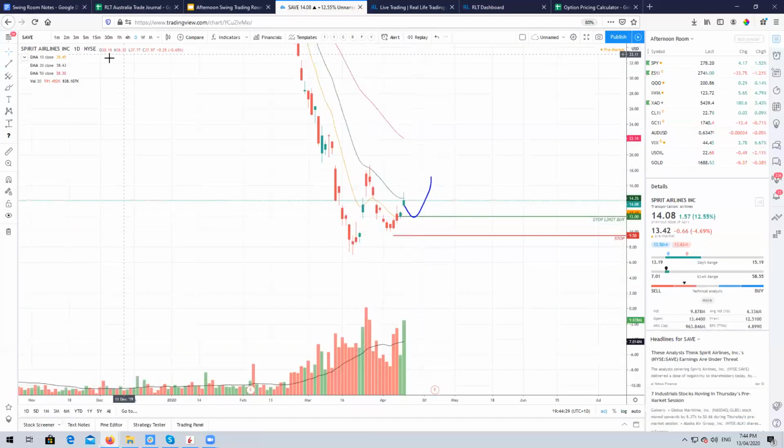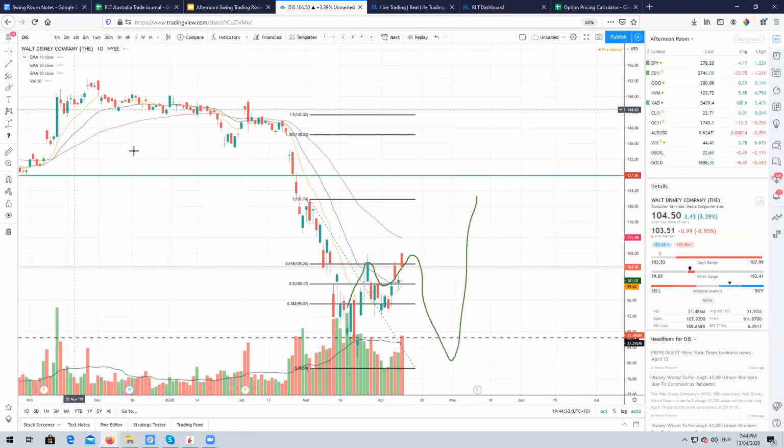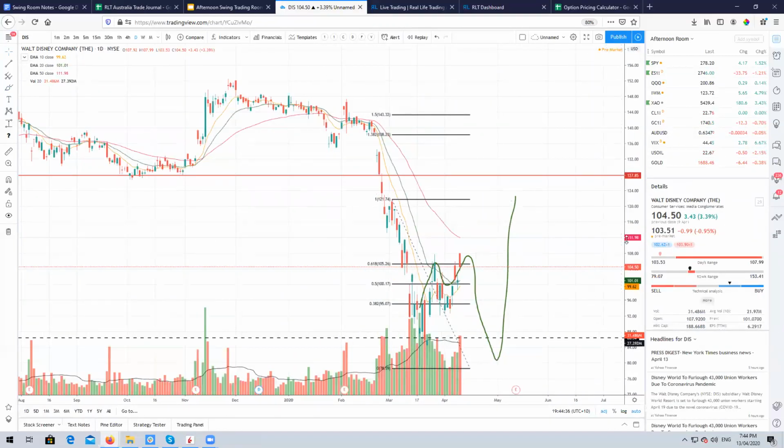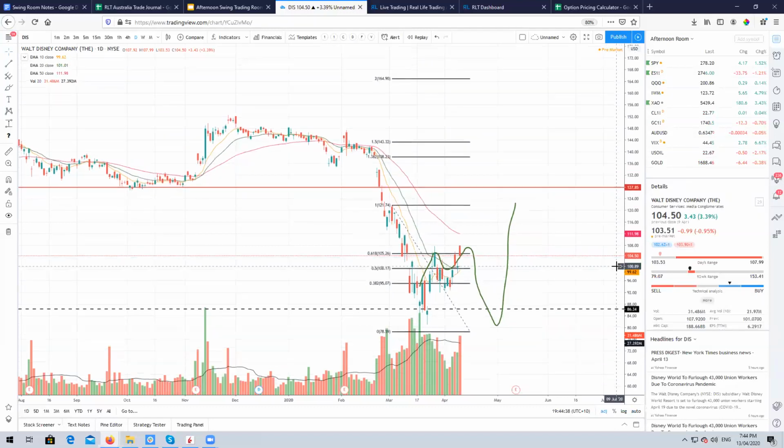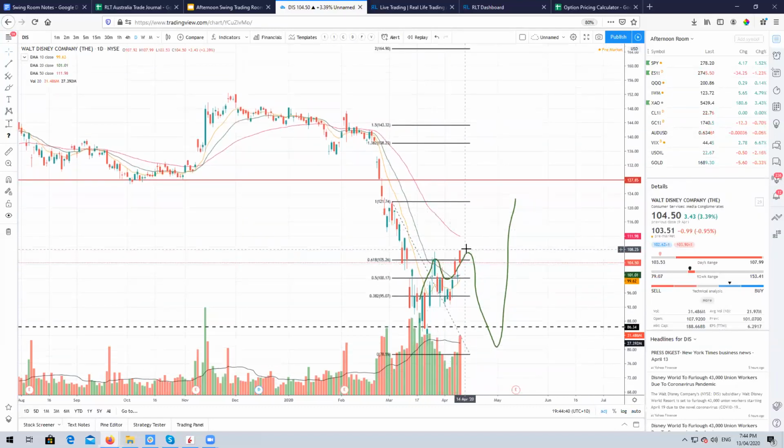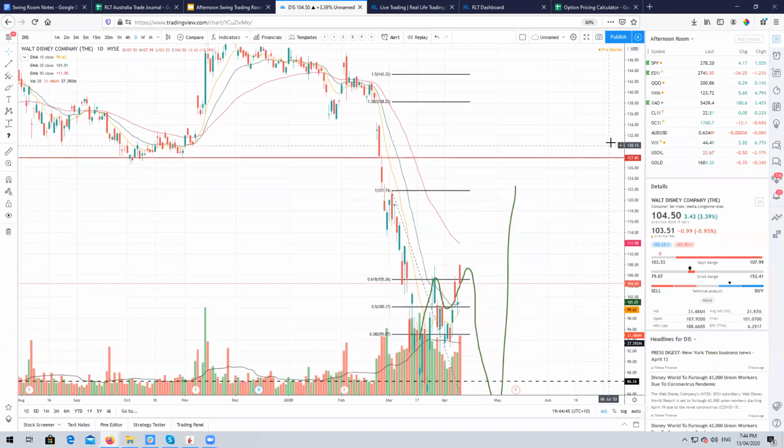Disney. Good old Disney. So Disney sort of following Mr. Squiggles a little bit. Not overly. It did create that higher high that we wanted, and we're currently gapping down.